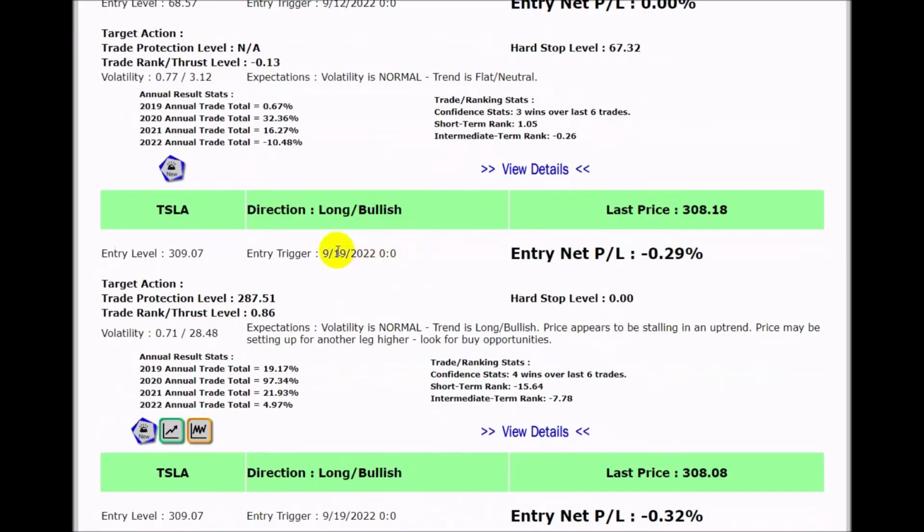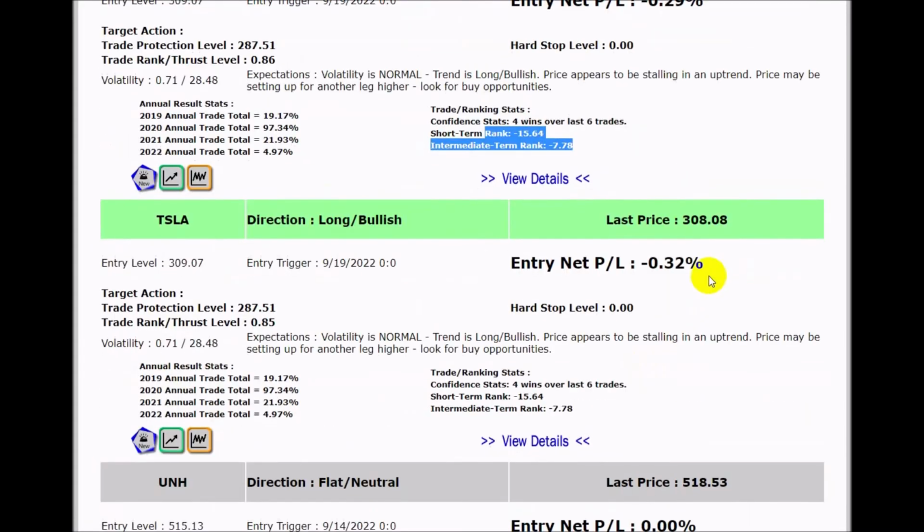Tesla, we have a trade as of yesterday at 309.07. Trade protection level is 287.51, no hard stop. Tesla's been really doing well, except this year kind of flat. Negative rankings, meaning you would probably cut your position on this, maybe only trade 20 or 30% of your normal allocation.